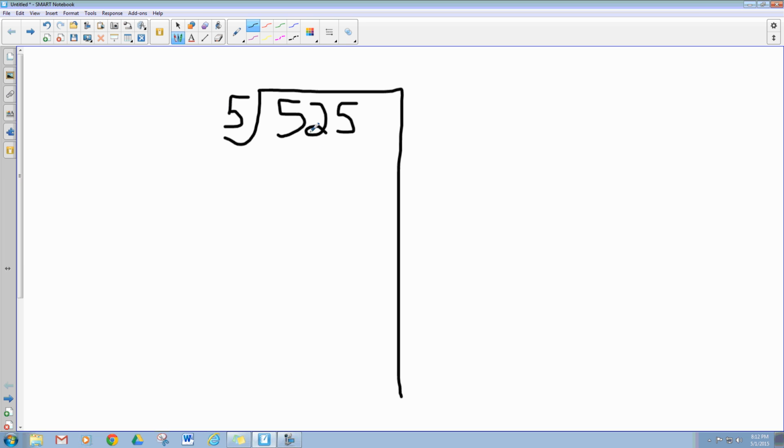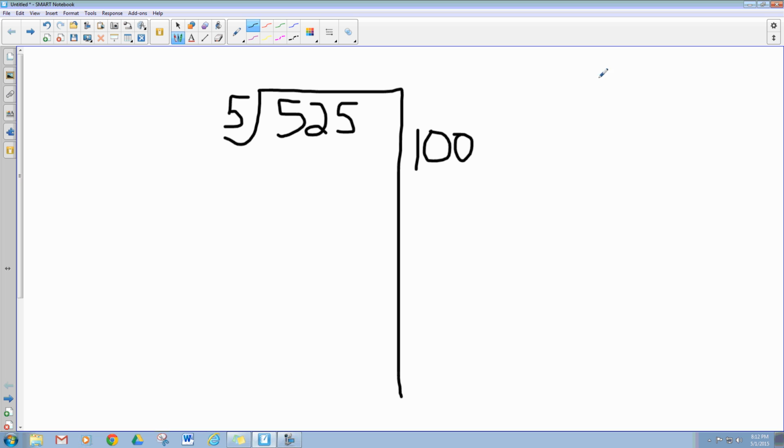So we would start usually by covering up the 2 and the 5 with our hand and think, how many times does 5 go into 5? We would say 5 goes into 5 one time, and because we're estimating, now we can say 5 goes into 525 100 times.